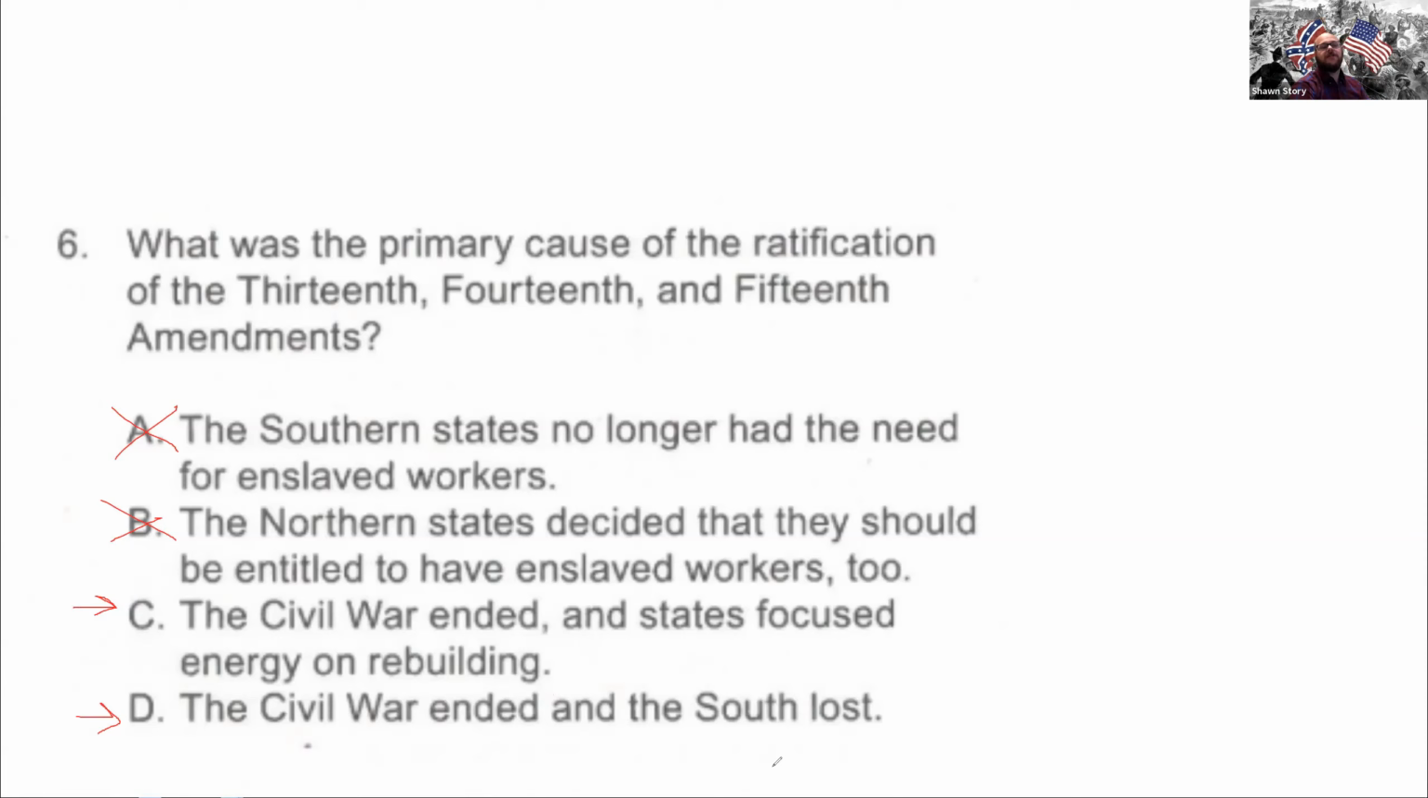The correct answer is C. And it's this idea of rebuilding and the reconstruction of the United States. This idea of, all right, it's over now. How are we going to protect the rights of the people? How are we going to build this country back up? Let's start at the Constitution and engrave these laws to protect these people.